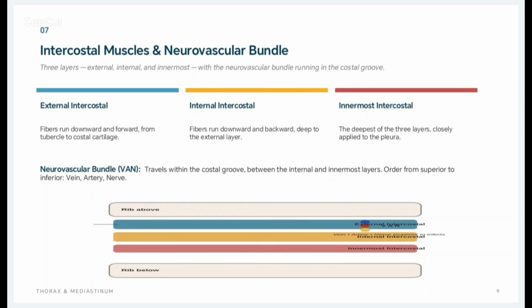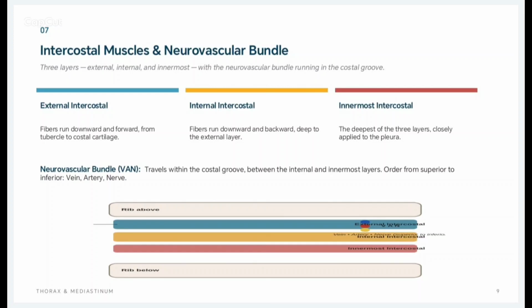There are three layers of muscle: the external, internal, and innermost intercostals. The external fibers run downward and forward, while the internal fibers run downward and backward, deep to the external layer. The innermost layer is the deepest and is closely applied to the pleura.